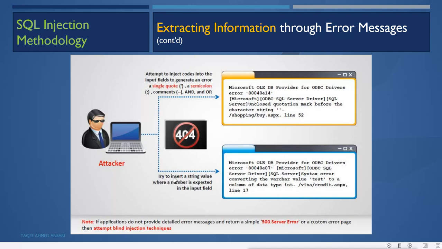Or also it can try to insert a string value where a number is expected in the input field. So if you see the error here, it says OLE DB provider for ODBC drivers error, and SQL Server driver error: unexpected quotation mark before the character string. And in the list there is the line number of this .aspx file. This is the file and the line. This is the ASP.NET script, and in that line number 42 it is showing that this is a mismatch.